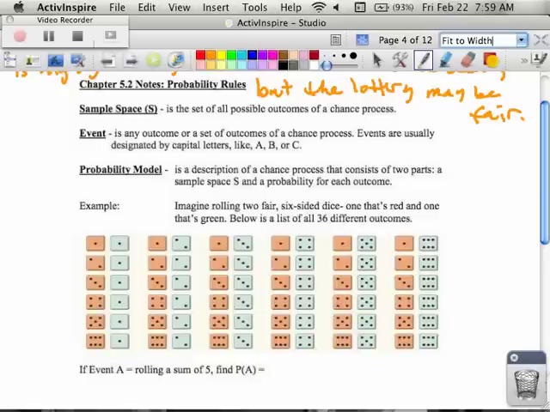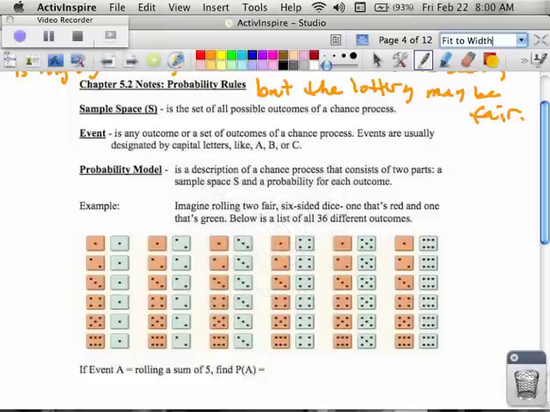And then an event is an outcome or a set of outcomes within that sample space. Usually they use capital letters like A, B, C, maybe X to represent that event. So maybe you could say something like, what's the probability of rolling a sum of 5 when you roll 2 dice? That would be your event or outcome.